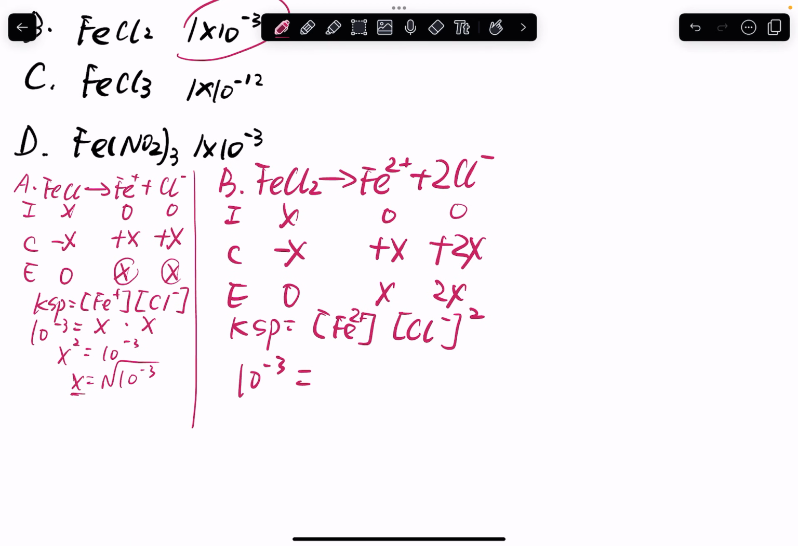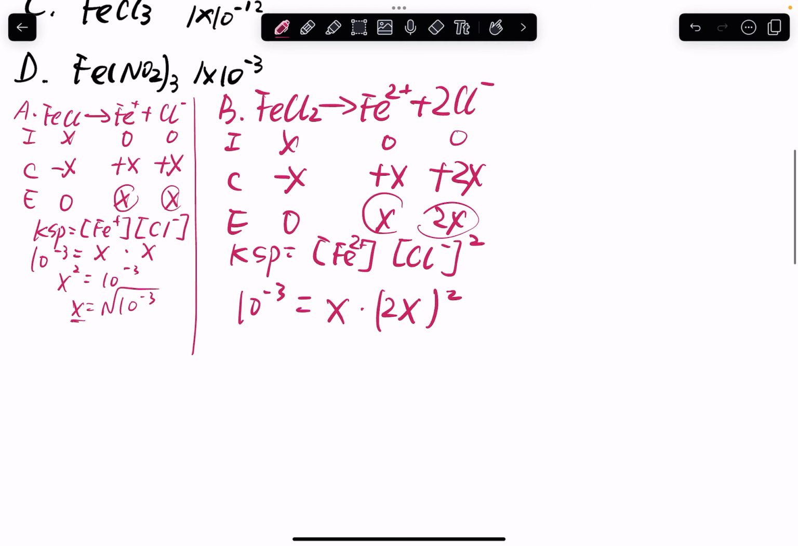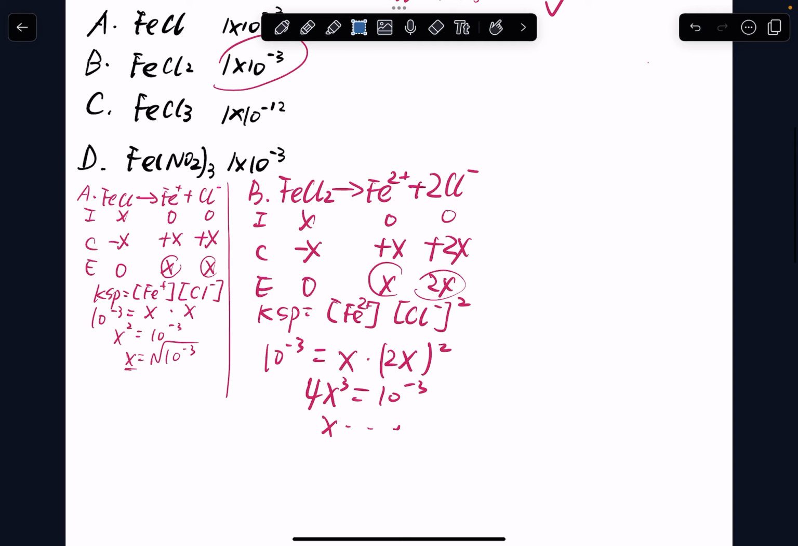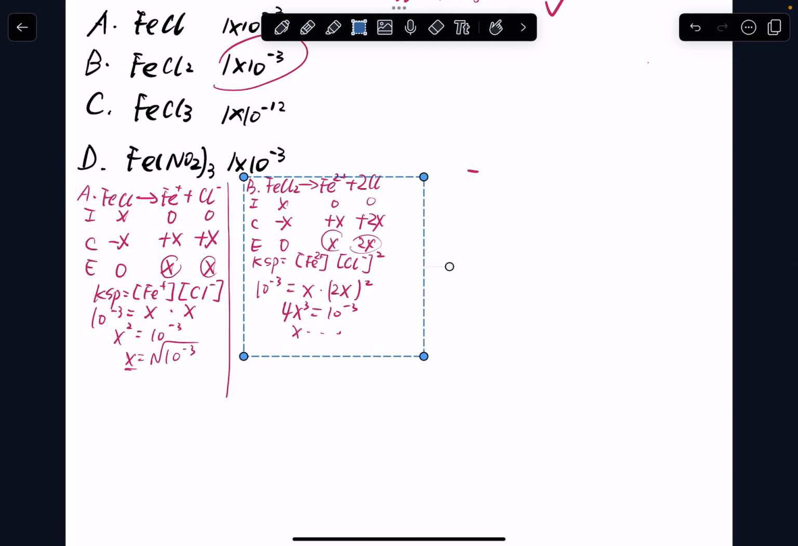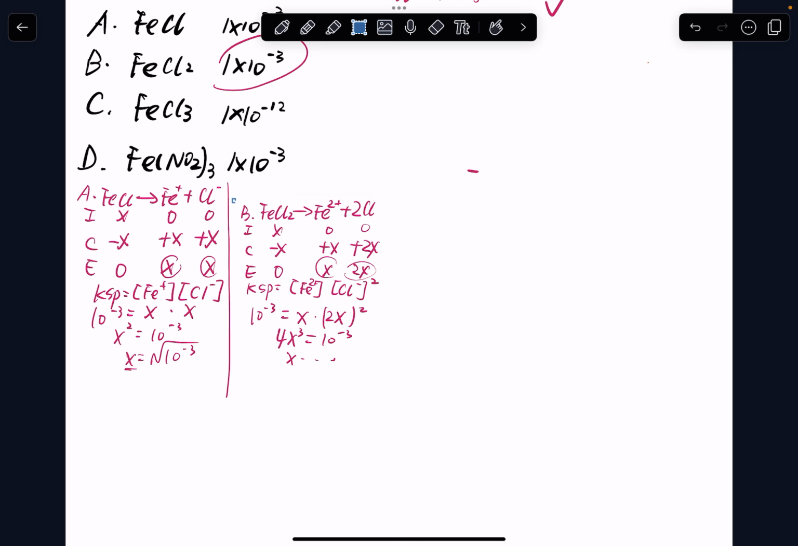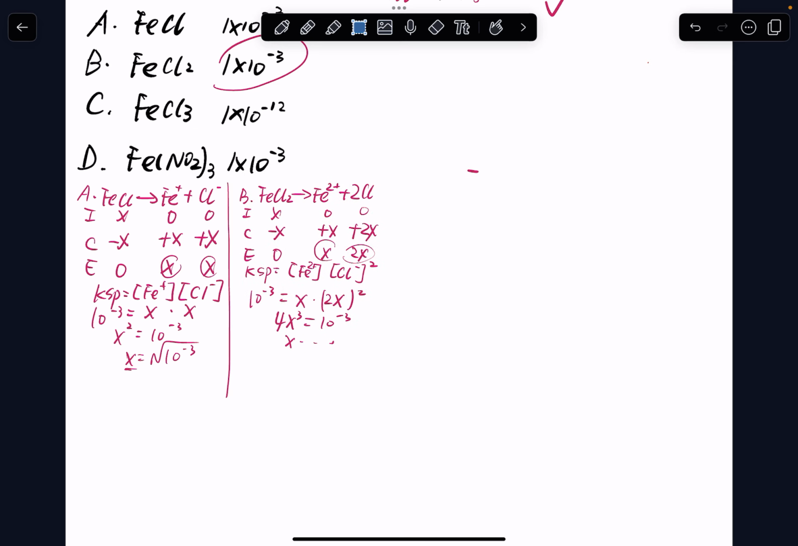Times, okay, what is Fe? Fe is x. What is Cl minus? Cl minus is 2x, right? So I have a 2x squared, okay? So in this case, I get 4x cubed, right? Equals 10 to the minus 3, and then calculate x, which is impossible on MCAT, okay? But that is how we do it in GenChem, right? That's how we learned in our GenChem class, okay?